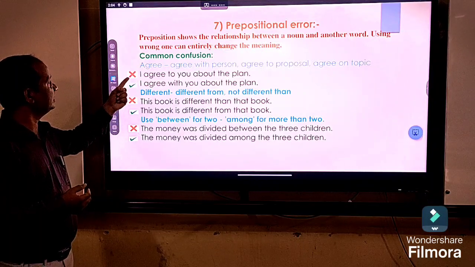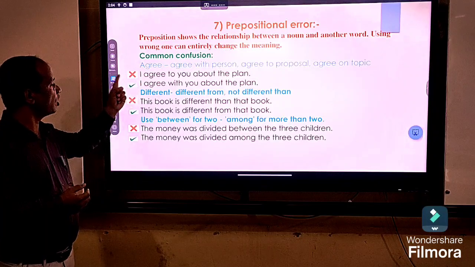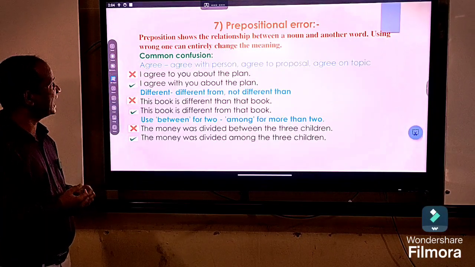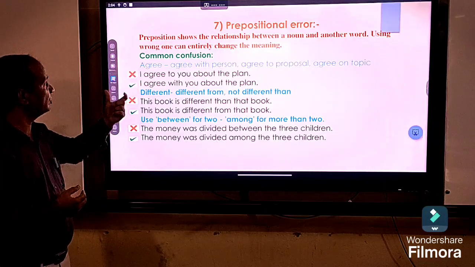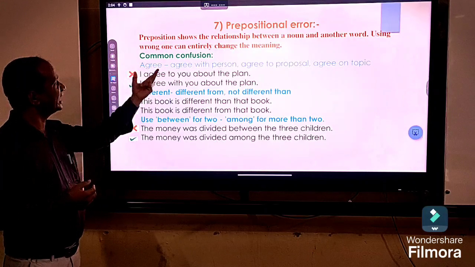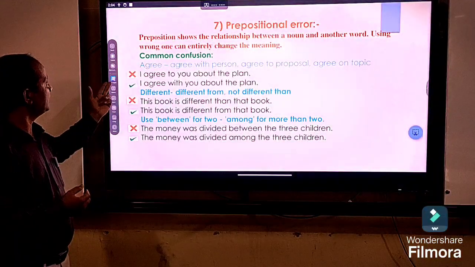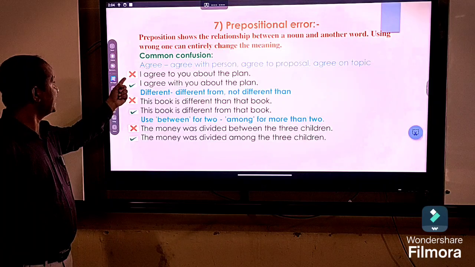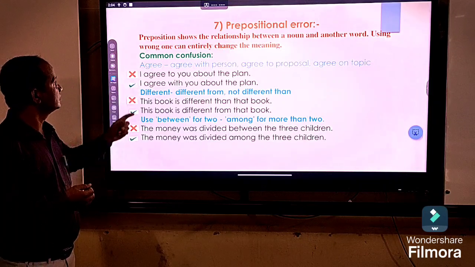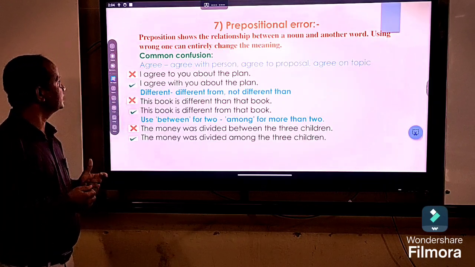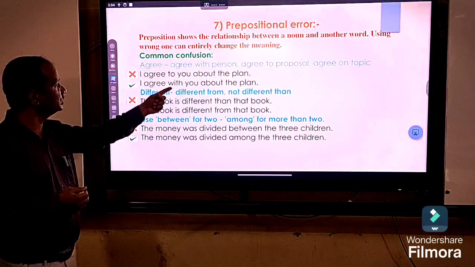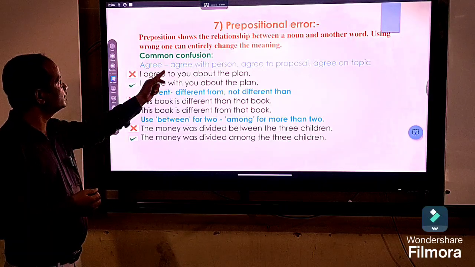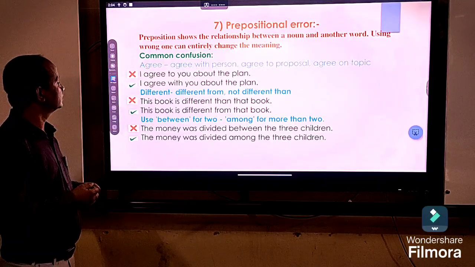When we are using agree, we have to say agree with person, agree to proposal, agree on topic. We can't say agree to person. We have to use with between agree and person. For example: I agree to you about the plan. Here, there is an error in the sentence because to is wrongly used. The correct statement will be: I agree with you about the plan, because between agree and person we have to use the preposition with, not to.